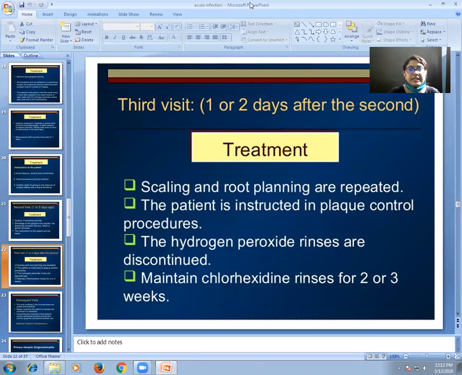Then third visit. The third visit should be done after 2 days of the second visit. So in the third visit you have to repeat the scaling and root planing. Then the patient is instructed in plaque control procedures. Then in the first visit, you advised the hydrogen peroxide rinse. So in the third visit, you have to discontinue that mouth rinse. That is, you have to discontinue the hydrogen peroxide rinses and maintain the chlorhexidine rinses, that is 0.12% twice a day for 2 to 3 weeks.